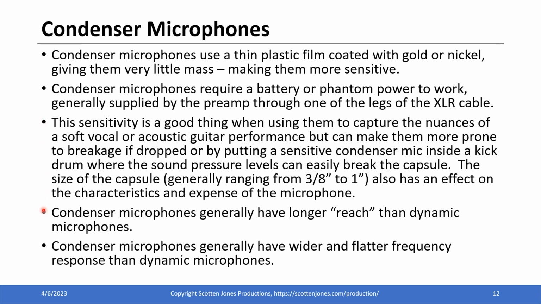As I said, they generally have a longer reach than dynamic mics. They reach out farther. So again, on stage, generally you don't want long reach. The big exception to that is if you're miking a chorus. If you've got 50 people on stage and you're going to mic the whole chorus with like 3 microphones or 5 microphones, yeah, use a condenser mic because it's going to pick them up better. They generally have wider and flatter frequency response than dynamic microphones, which is why they get used in the studio a lot. But again, on stage, you don't typically want the frequency response to be too wide.